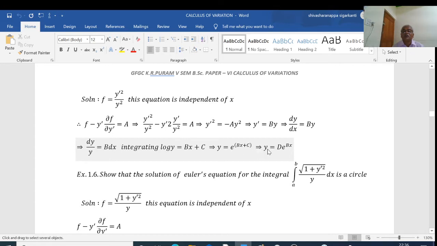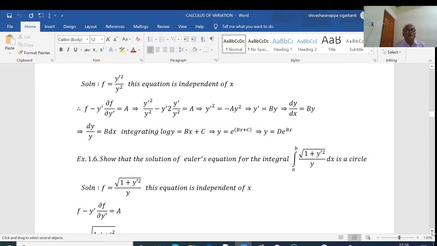So that is y equal to e to the power of bx into, I will write that e to the power of c as some other constant quantity, say d, because c is a constant quantity, e to the power of c is another constant quantity. This is equal to d. So this is the solution.